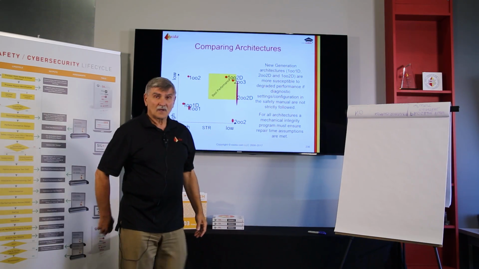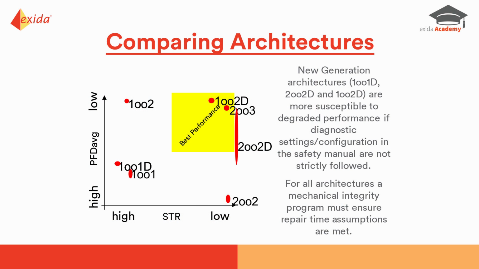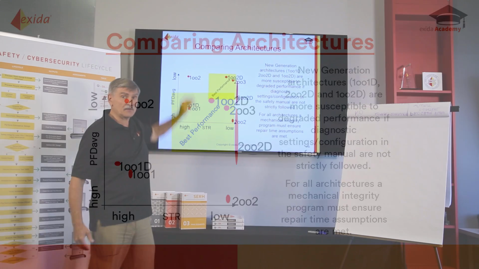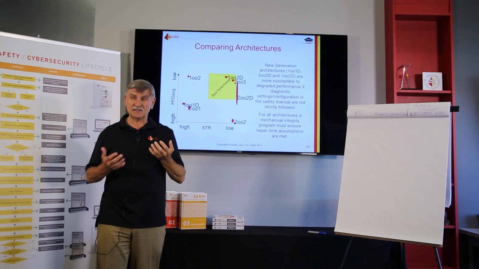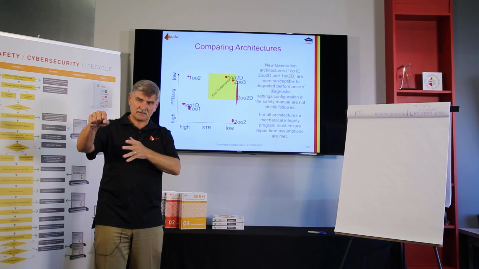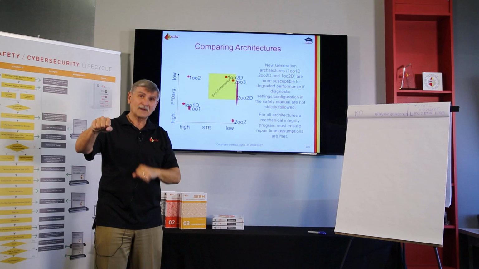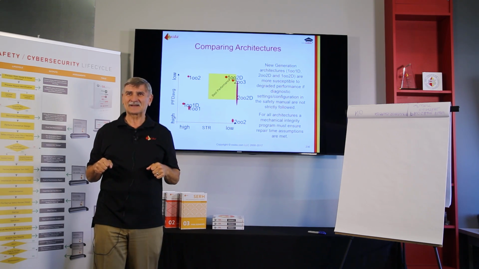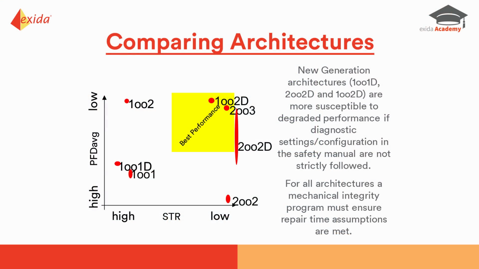Well, what's best for safety? 1 out of 1, 1 out of 1D, and 1 out of 2 have very high spurious trip rates. That's fine for things like machine safety, where a spurious trip is not a big deal. Your robot stops moving, you reset, get the person out of the light curtain, and it starts running again. So 1 out of 2 is probably a good safe architecture, and if you don't care about spurious trip rate, this is a common solution in the machine safety world.